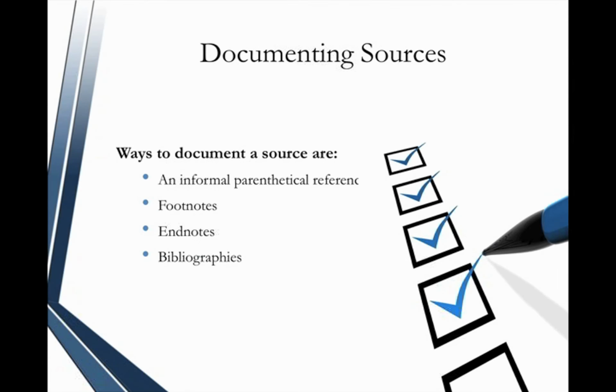Documenting sources of information. Acknowledgement of the work of others is a must in the workplace. Acknowledgements let the reader judge the quality of the source and also look up reference to the source. Ways to document a source are an informal parenthetical reference, footnotes, endnotes, or bibliographies. You can find report templates in Microsoft Word and other online sources. These templates can be a big help as you prepare reports for your work.